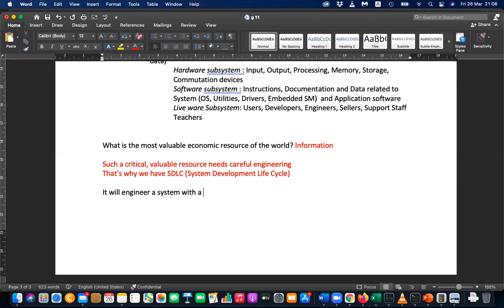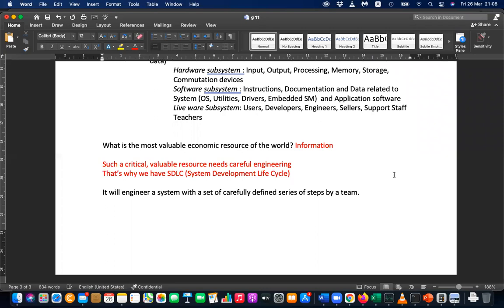It will engineer a system with a set of carefully defined series of steps by a team. So that is why we need this. Okay, please write down this and let me know once you are done, then I can continue to the next.